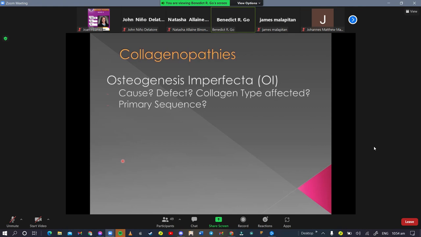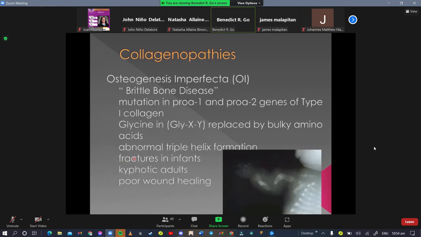All right, so in OI or brittle bone disease, the mutation already mentioned is in the pro alpha 1 and pro alpha 2 genes of your type 1 collagen. And it's the glycine that is replaced by bulky amino acid. Sometimes you have the thought, but then you just need to switch it around in your head. Okay, so you have abnormal triple helix formation, and usually you have weak bones or brittle bones, which clinically you will find as fractures in infants, kyphotic adults, and poor wound healing. Do you know what kyphosis is?